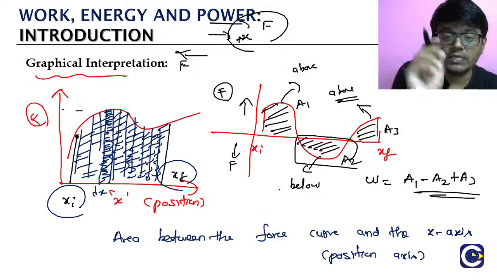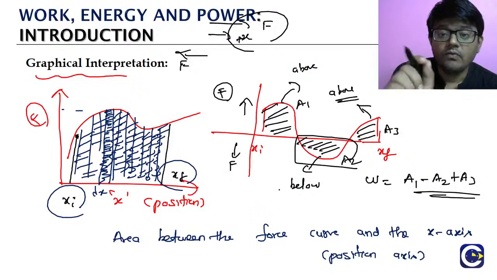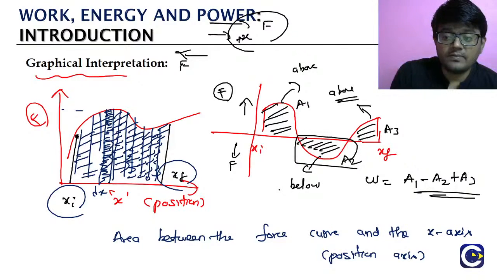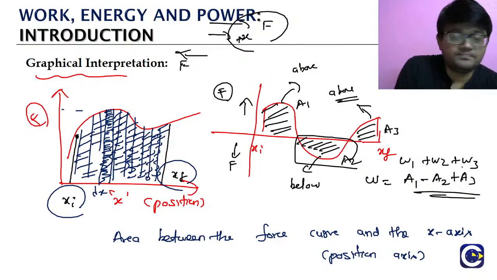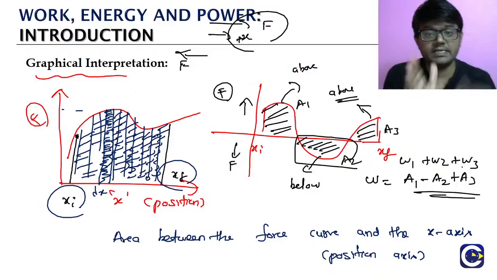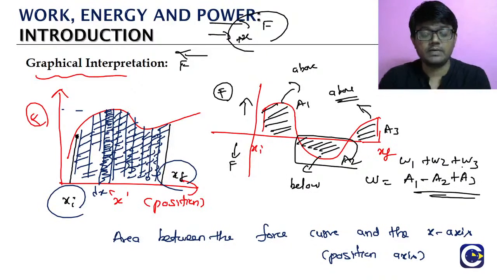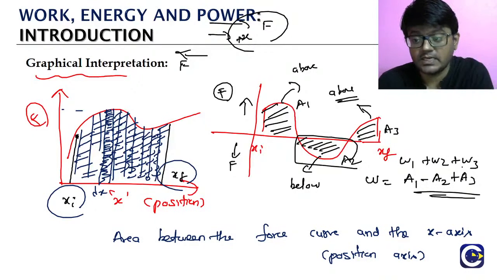புரியுதா? So the work done when the graph, so பாருங்க, this is what? W1 plus W2 plus W3. So total work done சொன்னா what is it? W1 plus W2 plus W3. But W2 oda value, right? What is the W2 oda value? We are taking it as what? Minus A2.